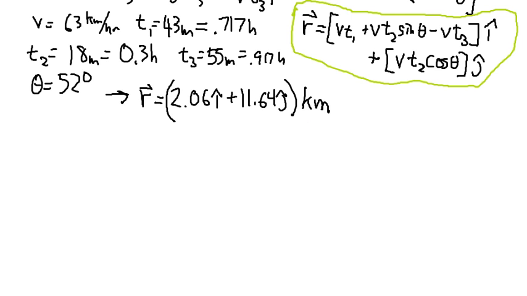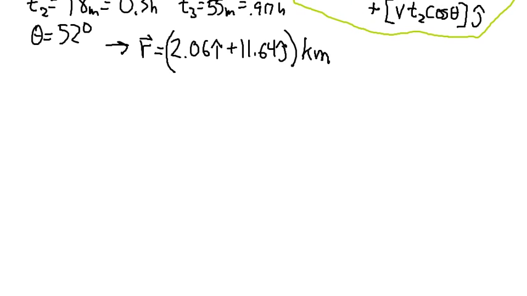So let me scroll a little. And so what I'm saying then is that my final displacement vector is going to look like this for 2.06 kilometers, and then there's going to be a vertical component like that, which is going to be 11.64 kilometers. And so then I need to find what they want, which is the average velocity of the train during this run. So first let's find the total time.